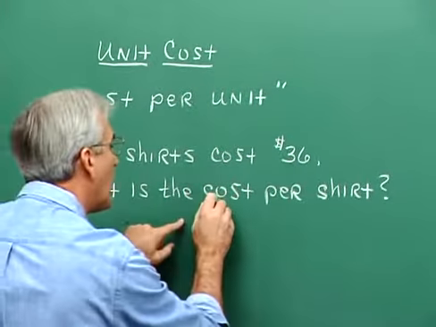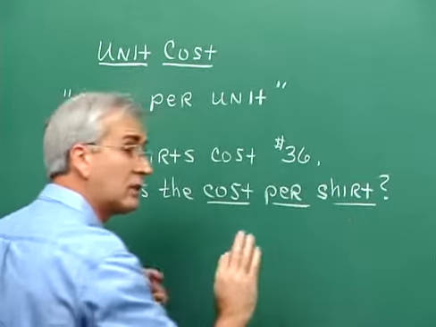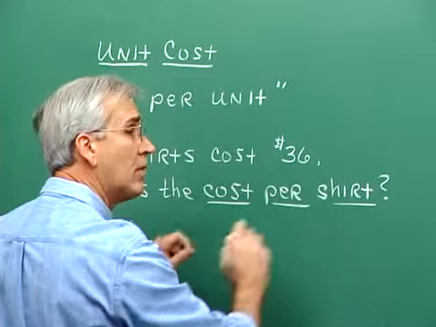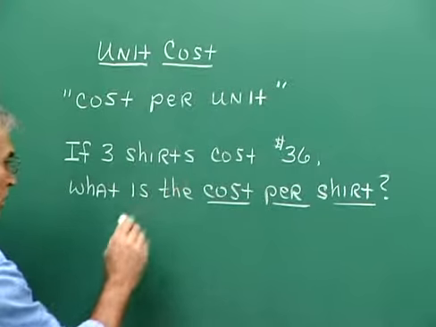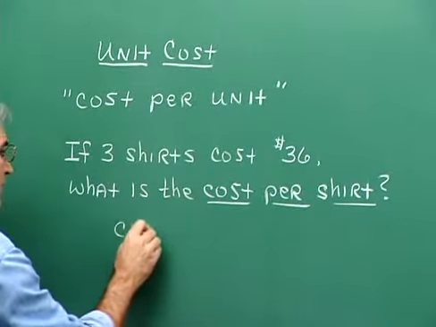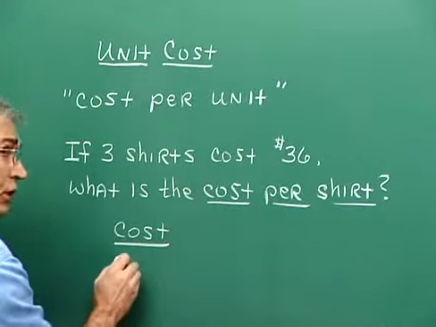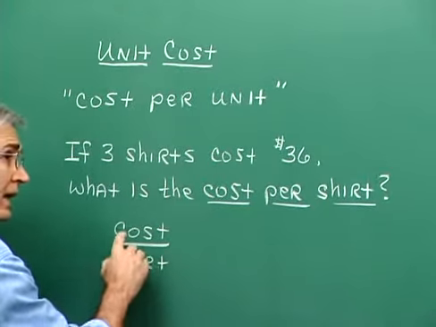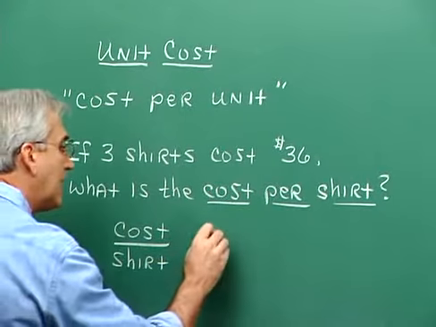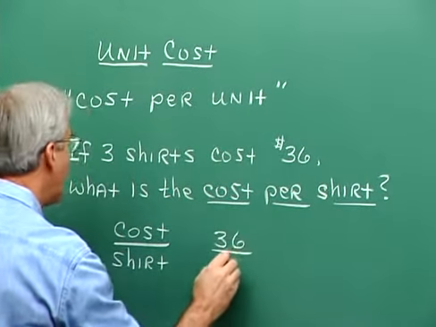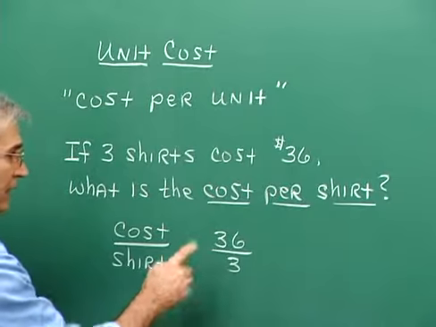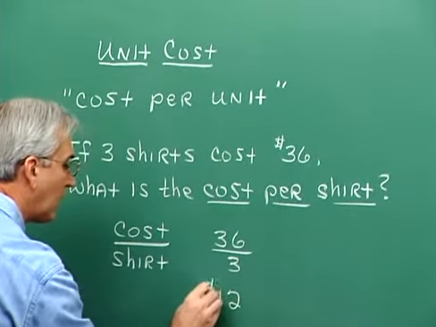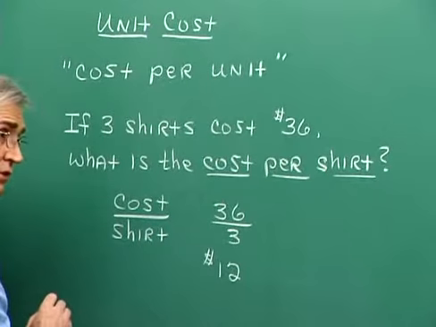Well, cost per shirt gives us an idea of what we need to do. It's the cost divided by the number of shirts. So the cost per shirt idea can be thought of like this: cost per shirt. And filling in, it is $36 divided by 3, and 36 divided by 3 turns out to be 12. So $12 is the cost per shirt.